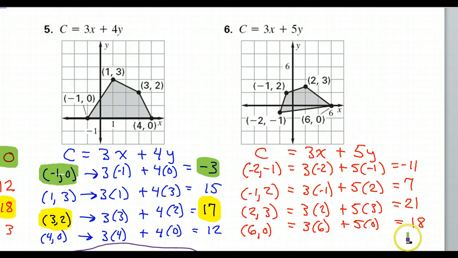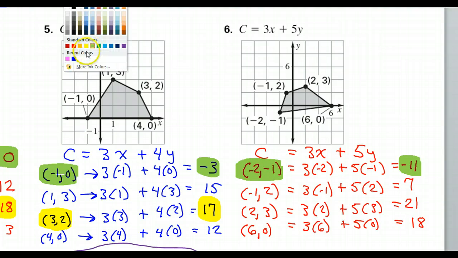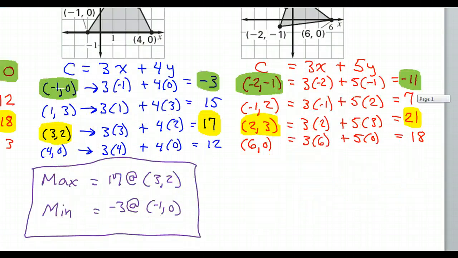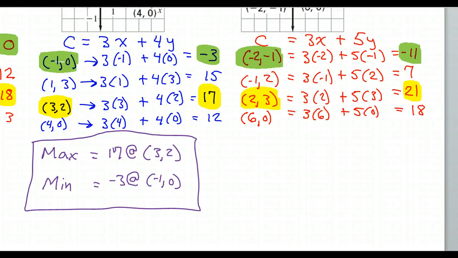Alright, so these are all of the results at this point. And the minimum value is -11 coming from this point. The maximum value is 21 coming from this point. Please write your final answer this way.